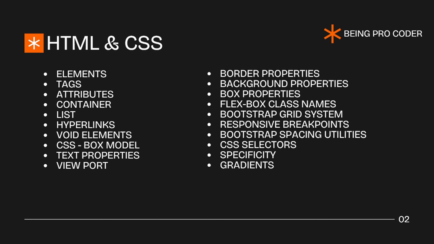And CSS selectors, we have a hashtag, dot, and a name selector. And specificity, which has a priority to be considered in the CSS, like inline styles, ID selectors, and the class selectors. Coming to the gradients, we have a linear gradient, radial gradient, and so on. Using gradient, we can divide two or more colors in the background. These are the most important topics where you can take a screenshot for your reference.